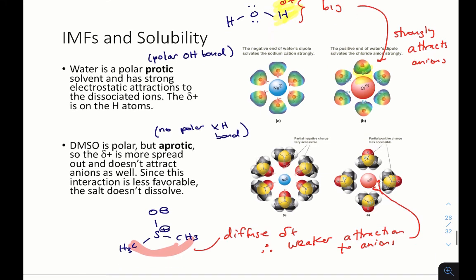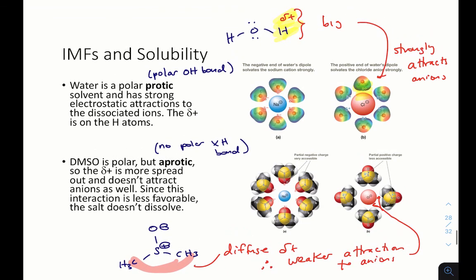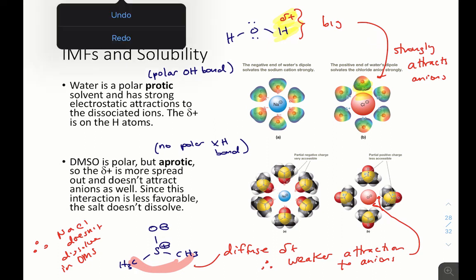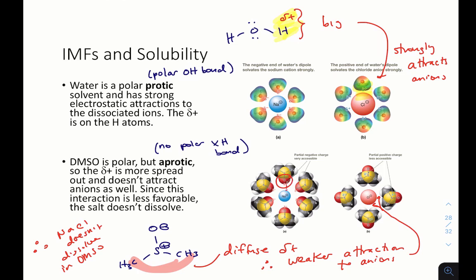And because of that, sodium chloride does not dissolve in DMSO. DMSO cannot stabilize both ions like water can. DMSO does fine with the cation. That oxygen has a significant partial negative sticking out there, accessible to the sodium ion. So it's okay for the cation. It just doesn't solvate the anion very well because of that diffuse positive charge.